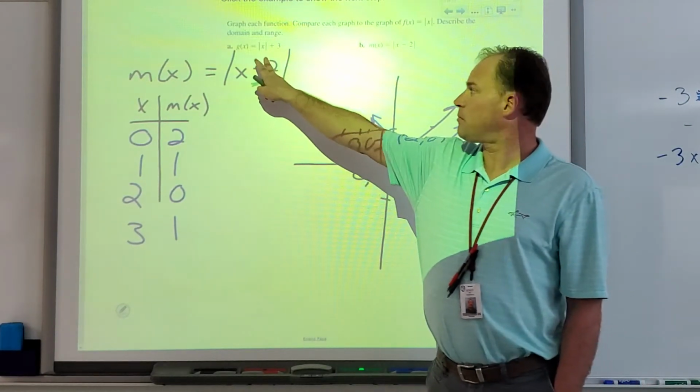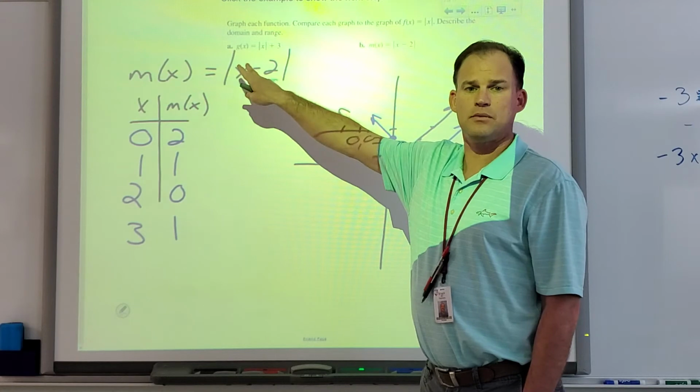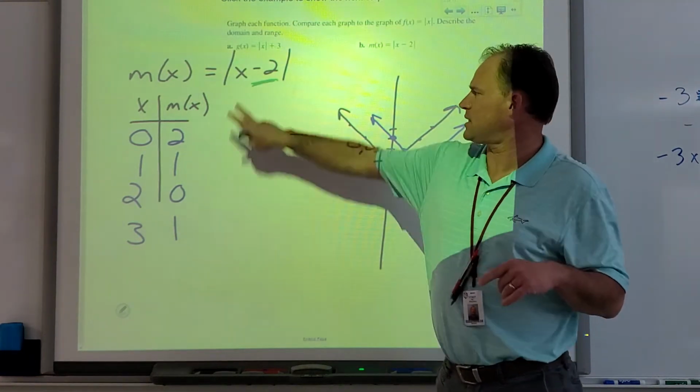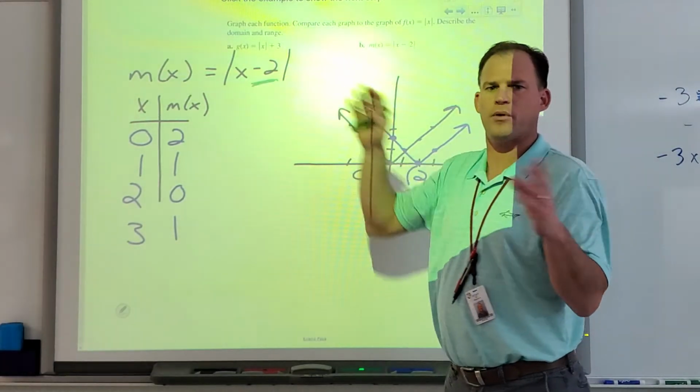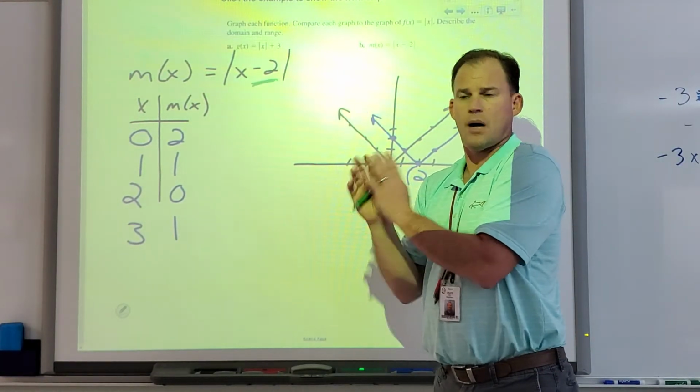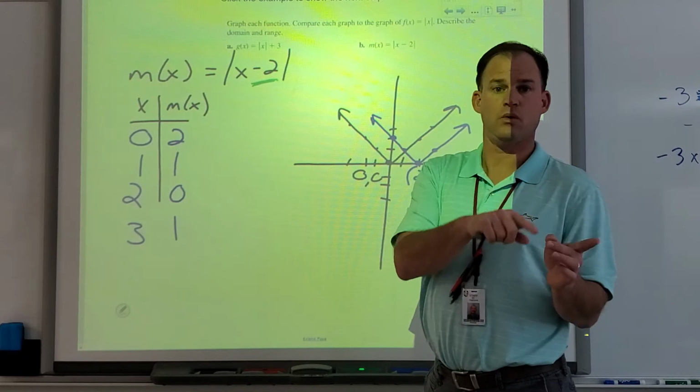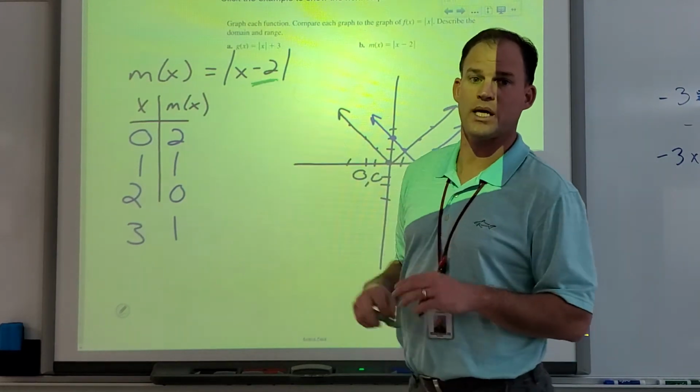With the numbers inside the absolute value, you'll always go the opposite, because this looks like it's going to go left. It's always going to go opposite. A negative number in here is going to shift you right. A positive number in here is going to shift you left. You always do the opposite of what's in those absolute values.